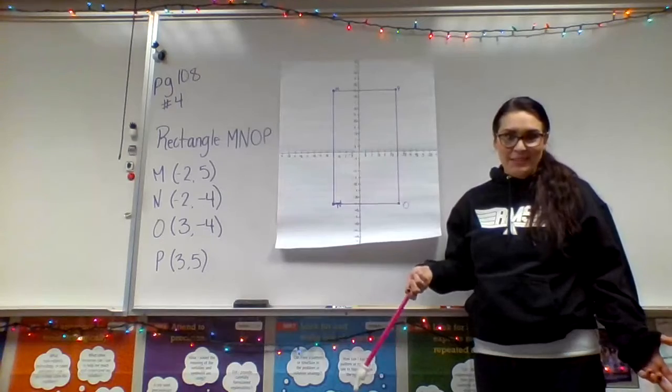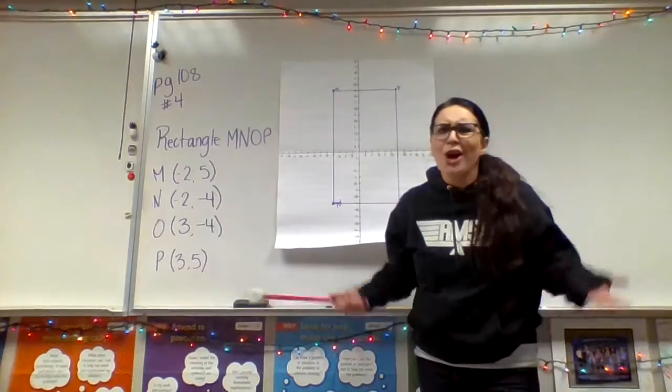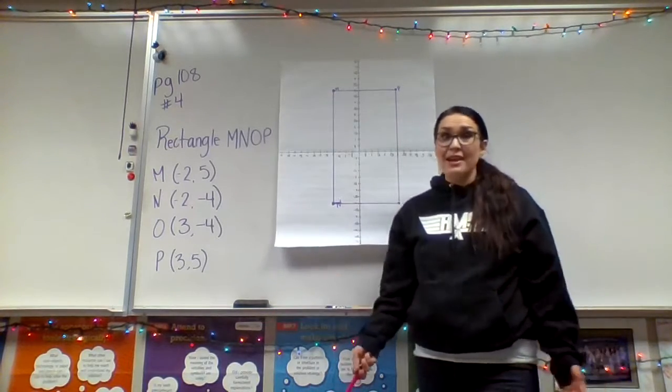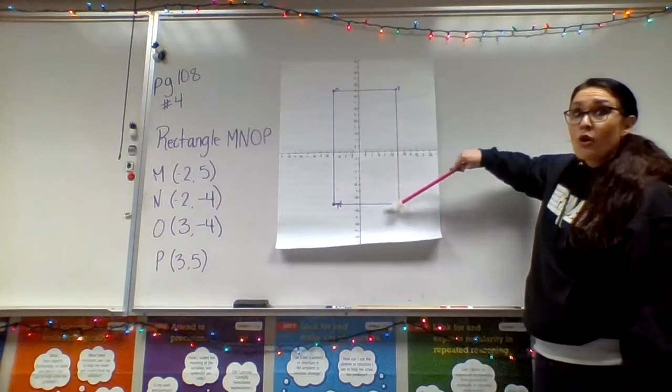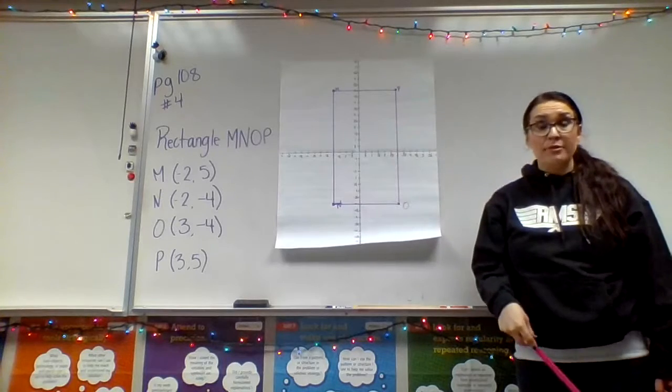And then I just connected the dots, my friends. But are we finished? Nope. No, of course we're not finished, my friends. Remember, it asks us to find the perimeter. Now remember, the perimeter is the distance around the shape. It's not the inside of the shape, it's the distance around.